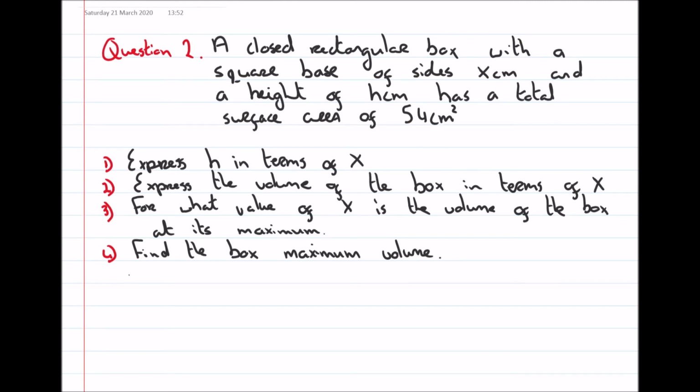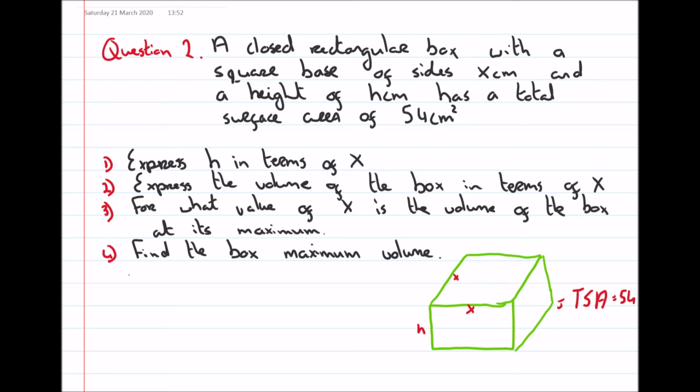Okay, last question. A closed rectangular box with a square base of side x and a height of h has a total surface area of 54 centimeters squared. I'm just going to sketch that. I don't know how big h is, but here's the box. So I know that that's x and that's x, and that's h, and the total surface area equals 54. It says express h in terms of x.